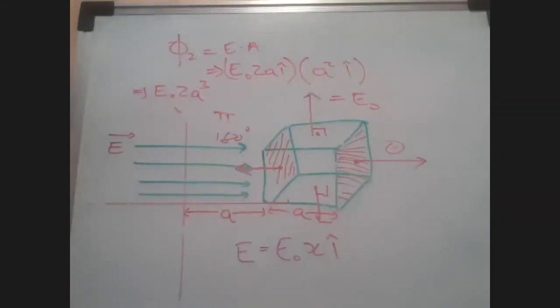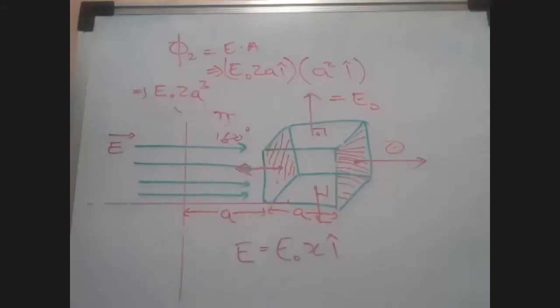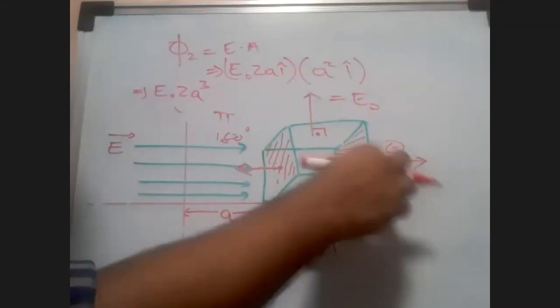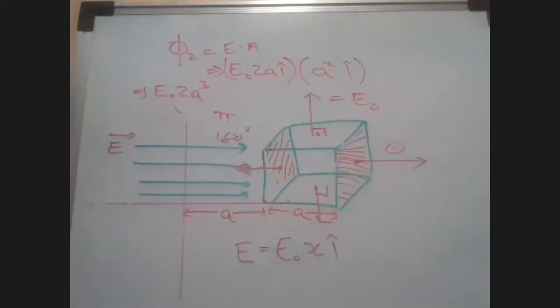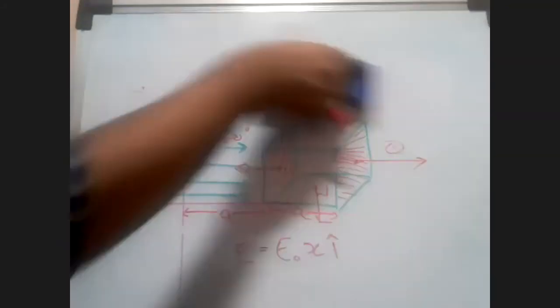So what is going to be the total flux now? The flux through the first surface is minus E naught A cube. Flux through this surface is E naught 2A cube. So total flux will be the addition of it, flux through surface 1 and flux through surface 2. I hope everyone is understanding. Please bear with me, the board is very small.